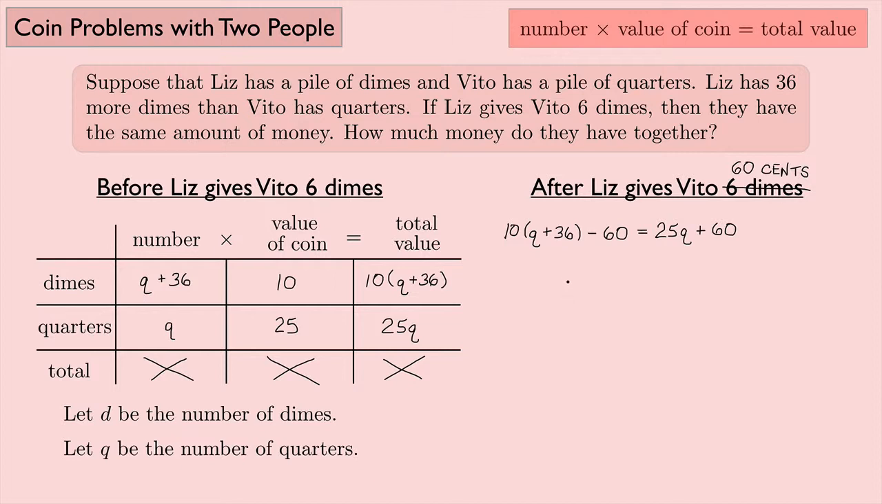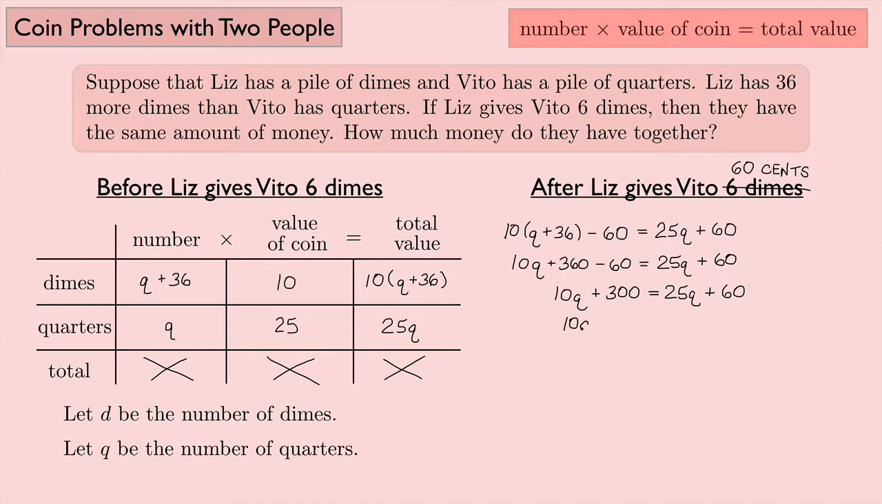All right, now all we have to do is solve this equation. I'm going to distribute the 10, so I get 10Q plus 360 minus 60, and that equals 25Q plus 60. So far, so good. Then 360 minus 60 is 300, so I can make that 10Q plus 300 equals 25Q plus 60. Now I can subtract 60 from both sides.